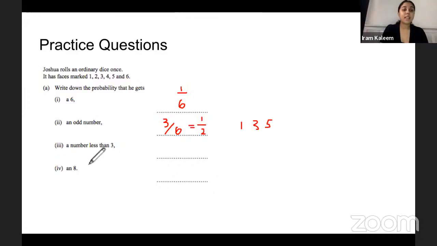What is the probability that he gets a number less than 3? Well, there's only 2 options which are less than 3, 1 and 2. So we put 2/6. You can also simplify this to a third if you like. And what is the probability that he gets an 8? Well, there's no 8 on a dice. It only goes up to 6, so it's impossible. The probability is 0. You could also put 0/6, but it means the same as 0, of course.